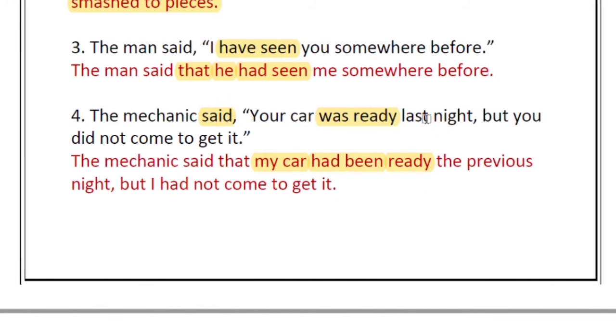Okay. Last night will become previous night, but you are considering that it was my car or it was your car itself. So I had not come. Why had not come? Because did not come is in the simple past tense. We'll change it to the next past form, that is past perfect. So had not come to get it.